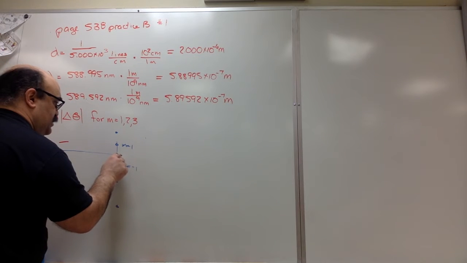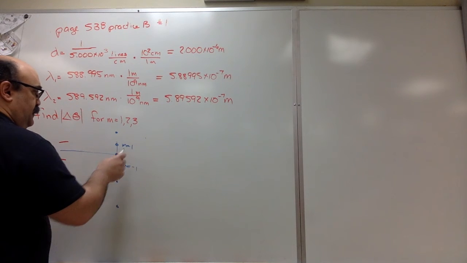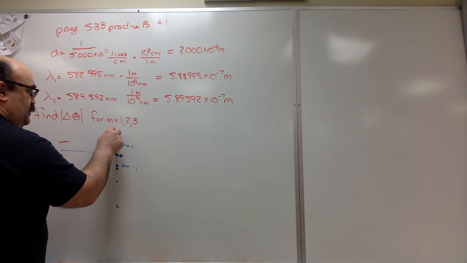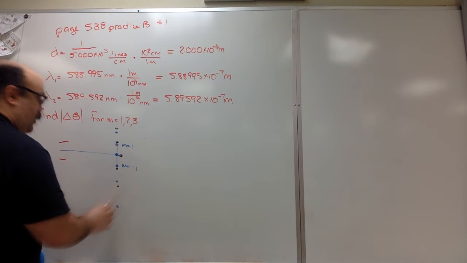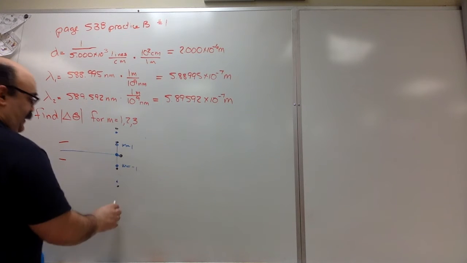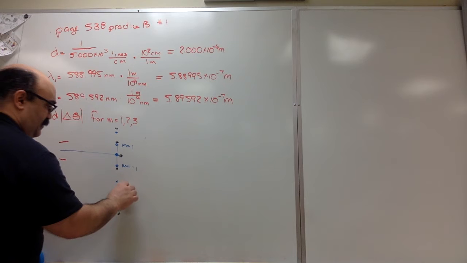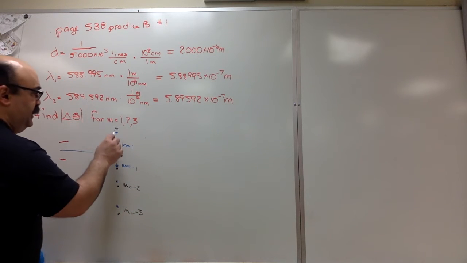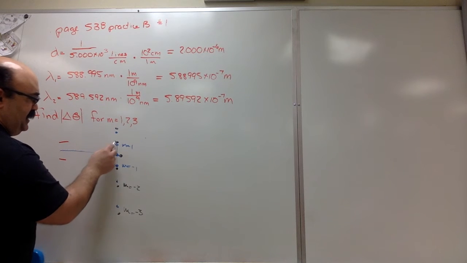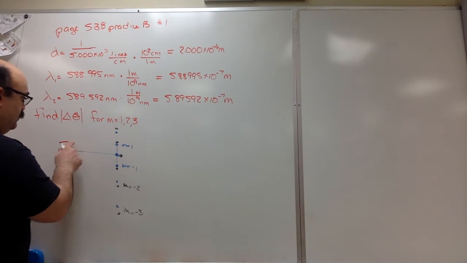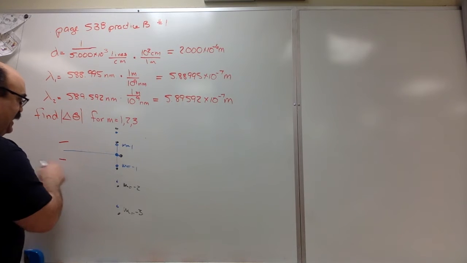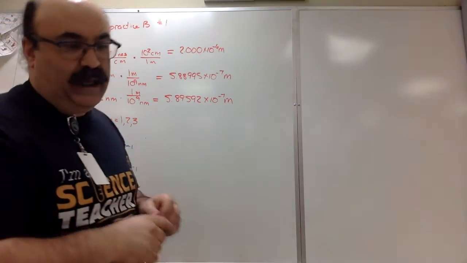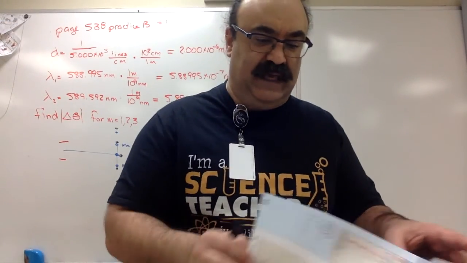Now, at m equals 0, they should all be right there. At m equals 1, they're going to be slightly different. At m equals 2, they're going to be more different. And then at m equals 3, they're going to be even farther apart. We're looking for this angular separation here, how far these 2 are from each other in angular difference. Hopefully that makes some sense to you.